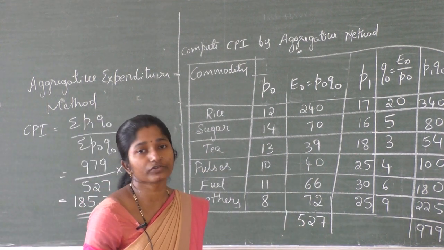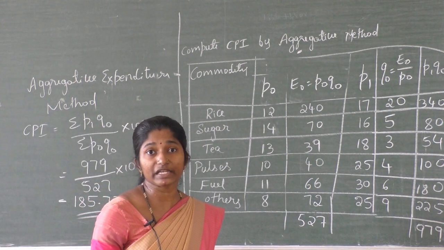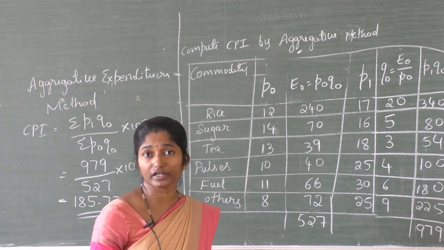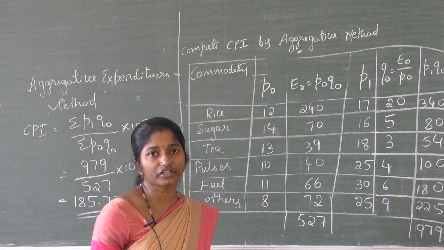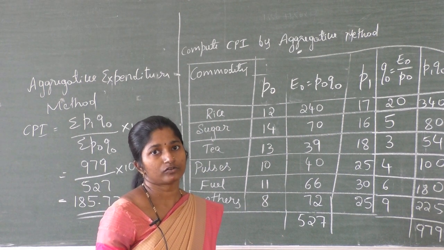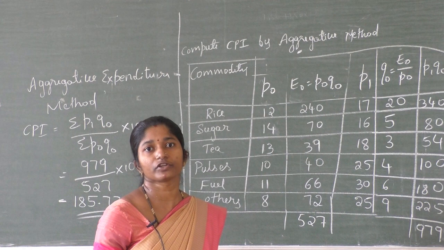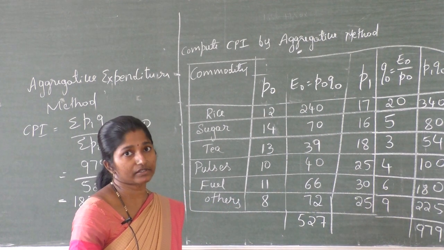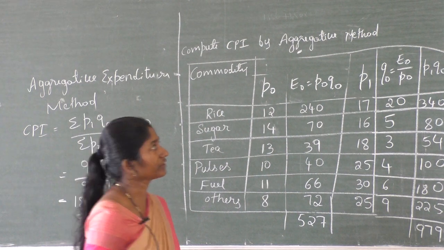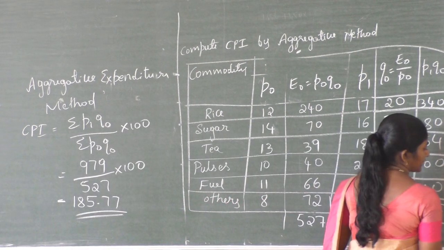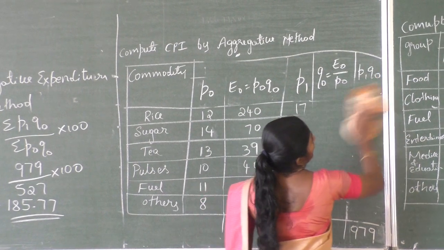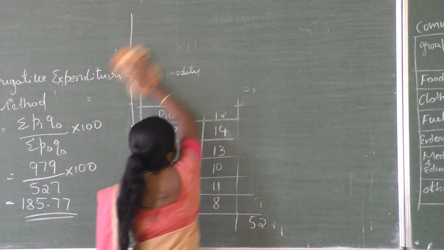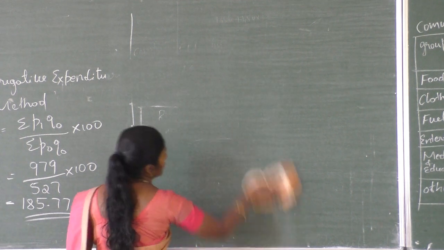Another formula. Which one is the other one? That is the family budget method. In the family budget method, the weightage is taken as the expenditure of the normal period. We will do the next one by taking weights that are given directly. See, in this problem, the weight is given, not which method to use. Which method do you have to use?